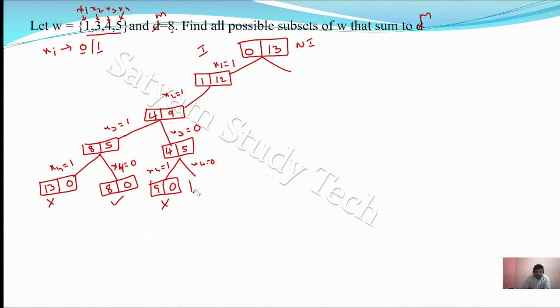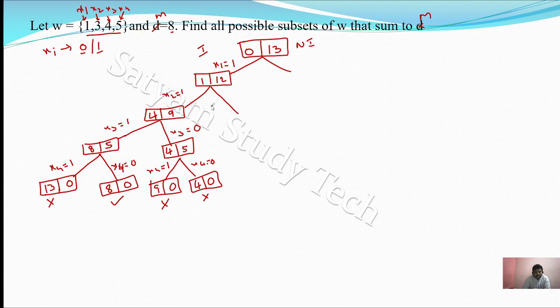So here it is x4 is 0, that means the fourth one is not included. So the value here is 4, you can take directly. So 5 minus 5, that is 0, it is also not a solution. Then go back, here also backtrack.